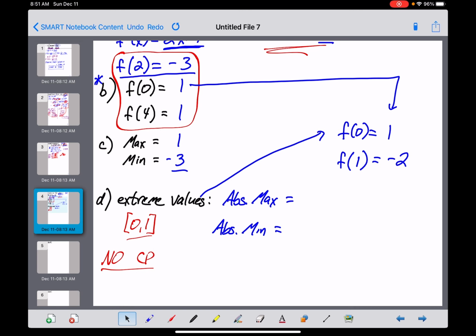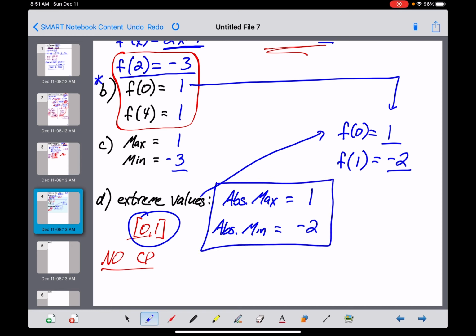So here you go then, guys. Extreme values on the interval from 0 to 1 are absolute maximum. The highest of these two numbers is 1, and our absolute minimum is the lower of those two numbers, negative 2. So I'm sorry, I didn't do a good job of reading the directions, although it does seem weird they just randomly changed the interval here on part D, but there you go. On the interval from 0 to 1, your absolute maximum value is 1, and your absolute minimum value is negative 2. And that is number 21.